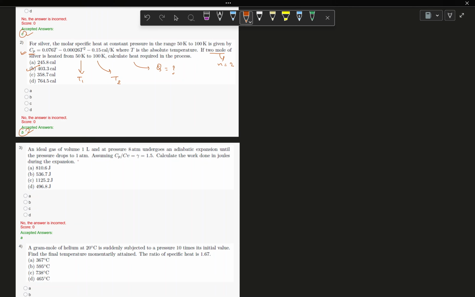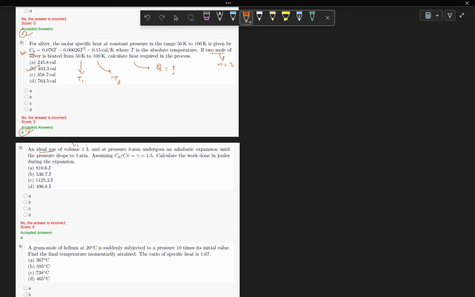Now question number 3. Let us read that. It is saying that an ideal gas of volume 1 liter and pressure of 8 atmosphere undergoes an adiabatic expansion until the pressure drops to 1 atmosphere. Assuming Cp by Cv equal to gamma equal to 1.5, then calculate the work done in joules during that expansion. First of all, what is the information? You have an ideal gas. The volume is 1 liter and pressure is 8 atmosphere before the adiabatic expansion process.